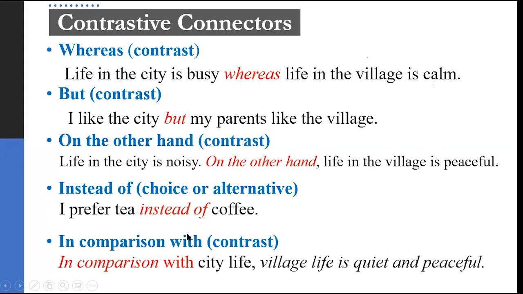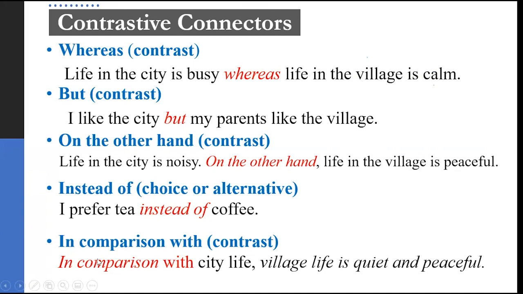Instead of, we use it when we have a choice or an alternative, when I have a choice between two things. For example, I prefer tea instead of coffee. Now, in comparison with is different to the others because it's only followed by a subject.